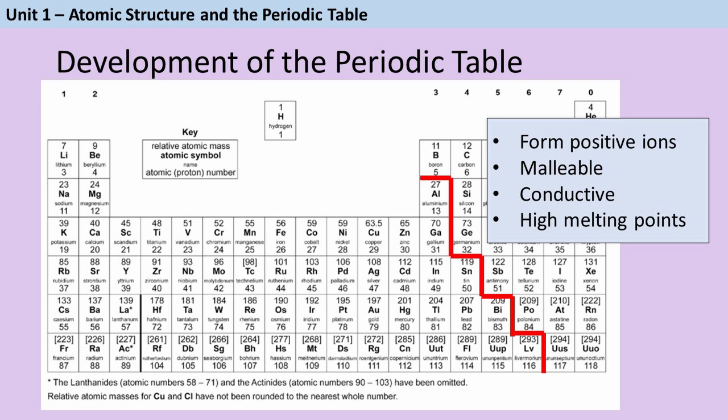So we've said they form positive ions. We can also say that they are malleable. That means that they can be hammered into shape because those ions can slide over each other. They are conductive, they conduct heat and electricity, and that's because of their delocalized electrons. And also, generally speaking, they have high melting points because of the strong metallic bonding in them. So the only example of a metal that isn't a solid at room temperature is mercury.